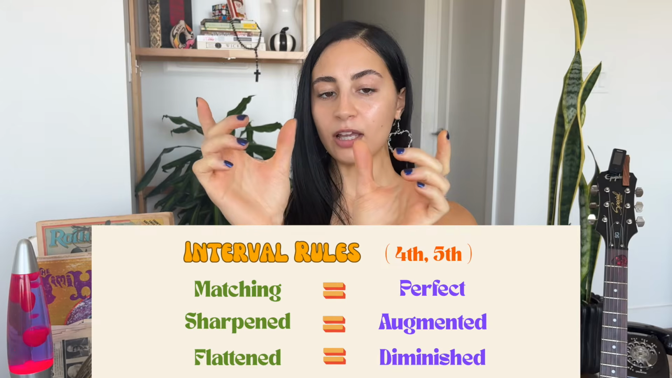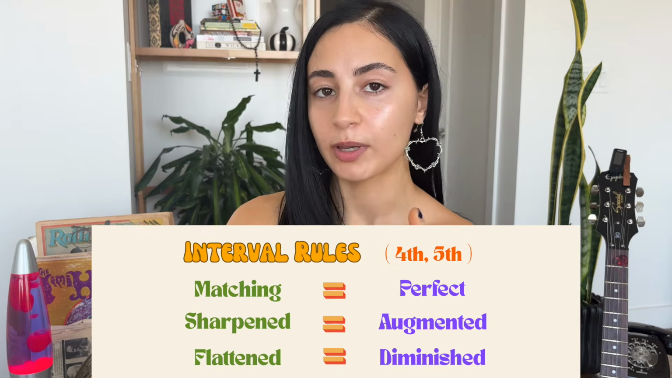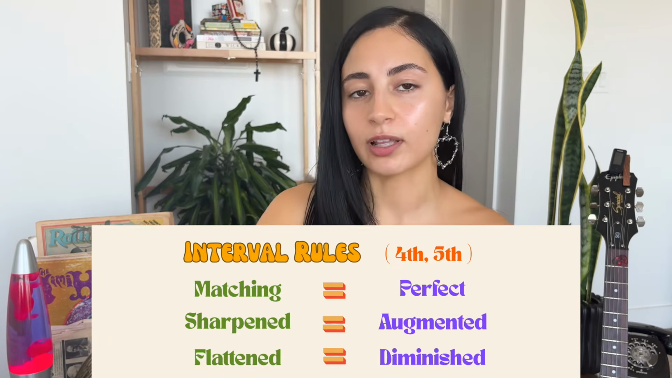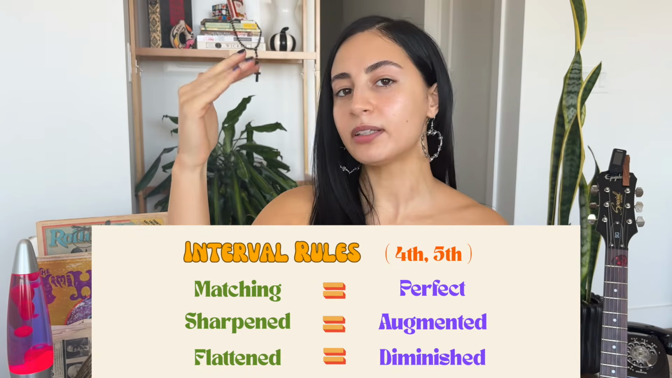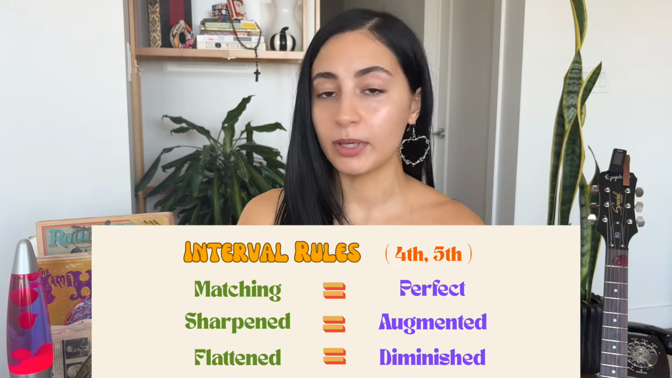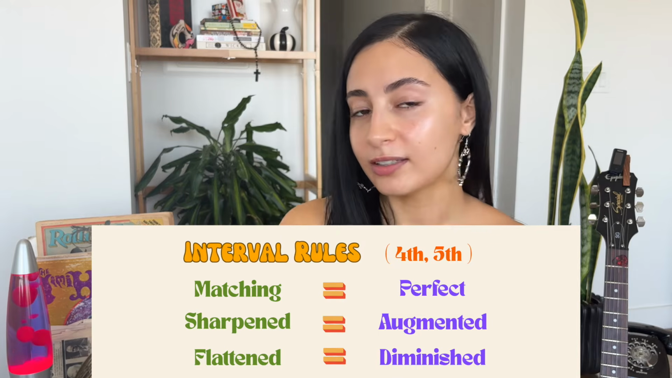So to review fourths and fifths, if the note we're measuring matches the note within the starting note's major scale in a fourth or fifth interval, that's called a perfect. If it's sharpened, it's called an augmented. And if it's flattened, it's called a diminished. And so that's it, guys. That's intervals, and that's how to identify them. It's really simple once you get the hang of it.